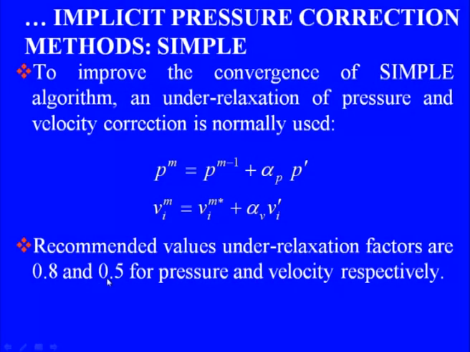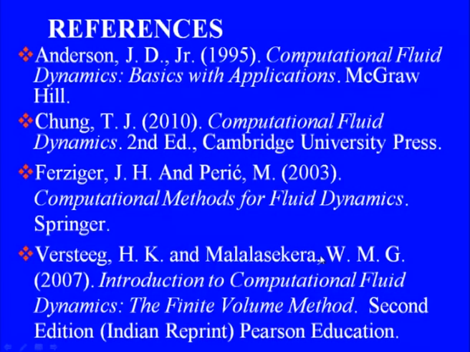The values which were recommended by Patankar are 0.8 and 0.5: 0.8 for the pressure correction and 0.5 for the velocity correction. Another recommendation is to choose the velocity under relaxation factor alpha_V, and alpha_P is chosen to be 1 minus alpha_V. So, there are two recommended sets of values which help in improving the convergence of the SIMPLE algorithm. For further details, you can look at these books by Anderson, Chung, Ferziger and Peric, and Versteeg and Malalasekera.